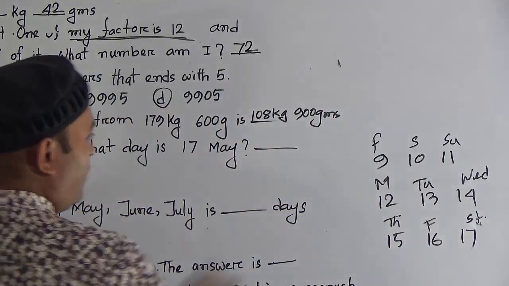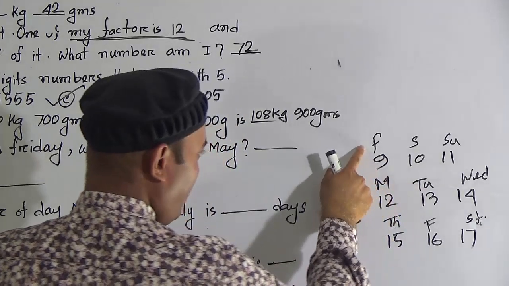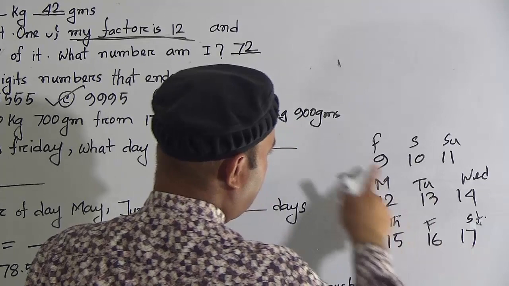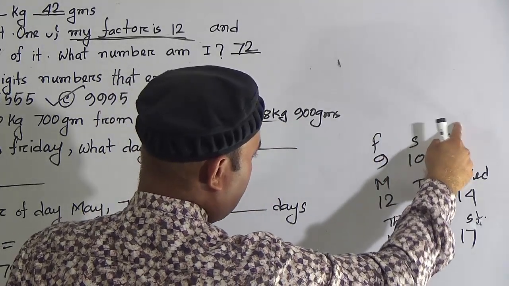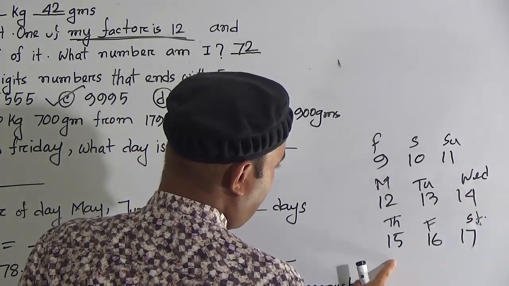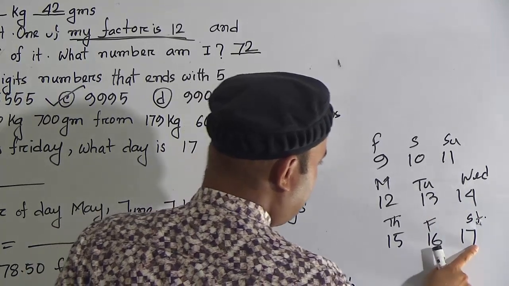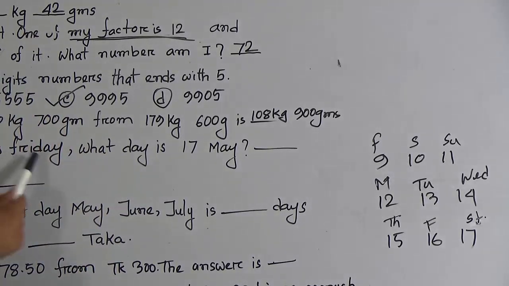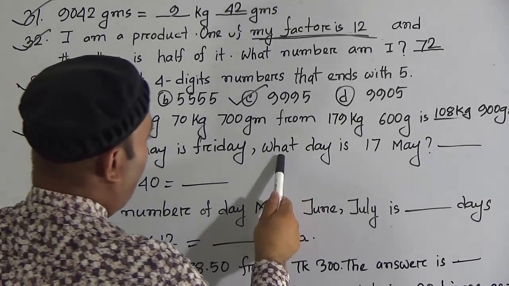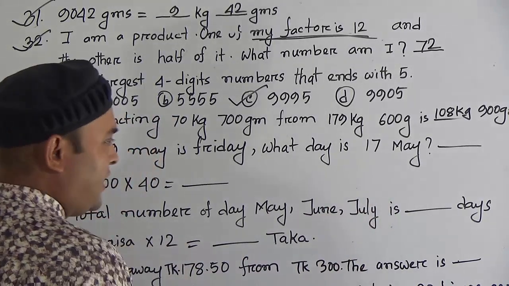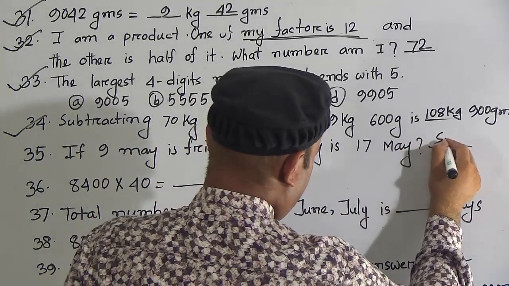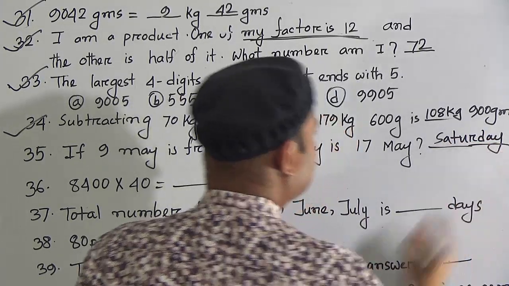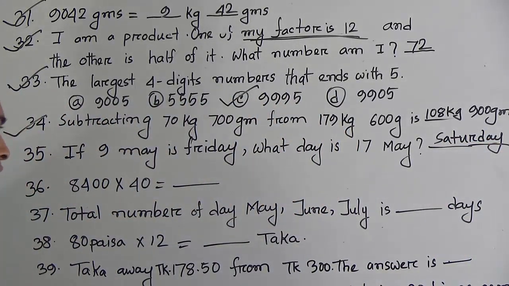So we have to count here. 9 May is Friday, then 10, 11, 12, 13, 14, 15, 16, 17: Friday, Saturday, Sunday, Monday, Tuesday, Wednesday, Thursday, Friday, and then it will be again Saturday. So if 9 May is Friday, then 17 May will be Saturday. Hope you understood this one.